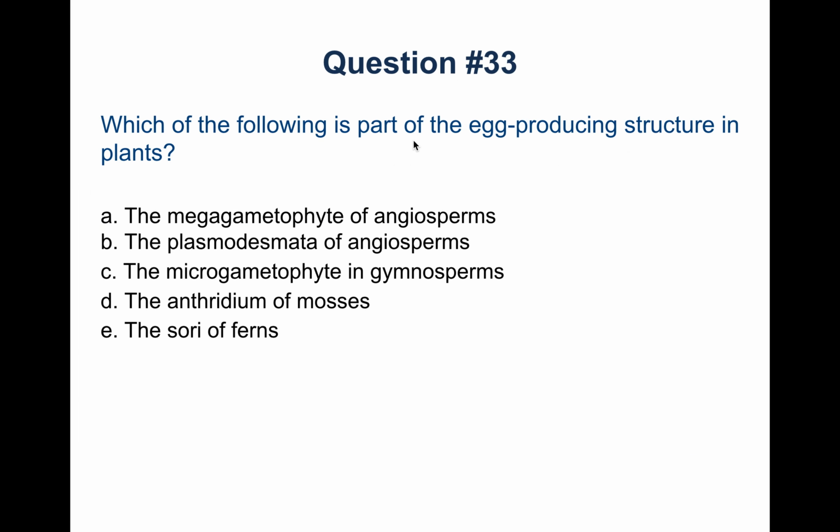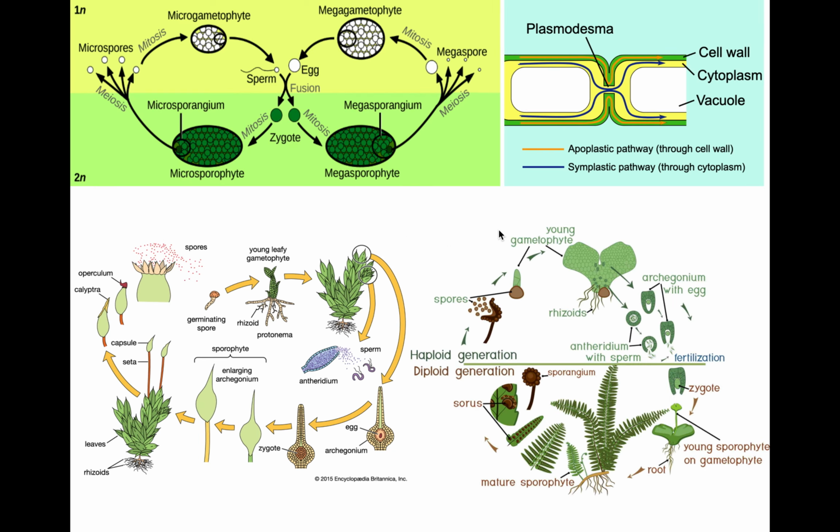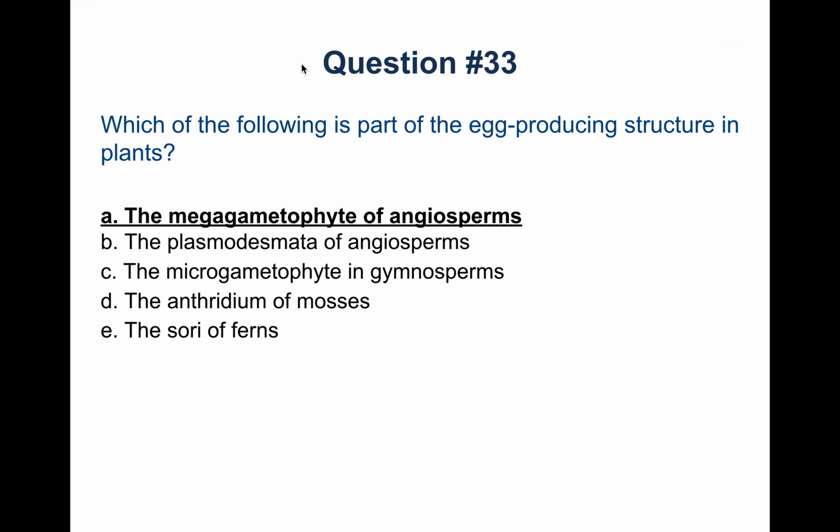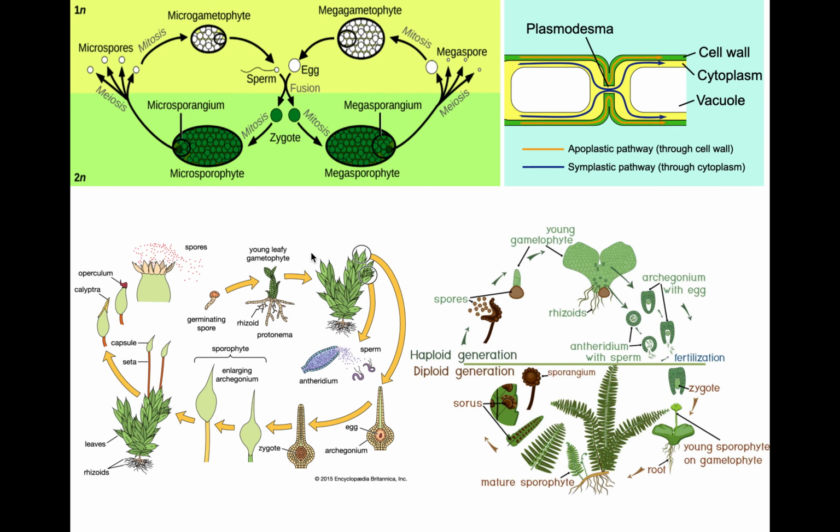All right, which of the following is part of the egg-producing structure in plants? This is going to be the megagametophyte of angiosperms. So we're looking for the egg-producing structure. First of all, plasmodesmata, no. Plasmodesmata are like corridors or openings in between plant cells to allow the easy flow of nutrients and fluids between plant cells. So no, it has nothing to do with egg producing.